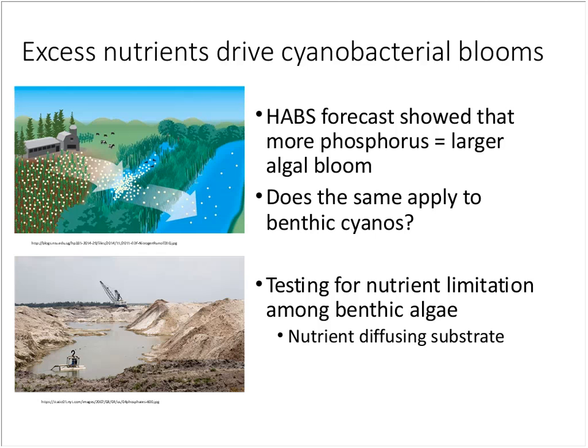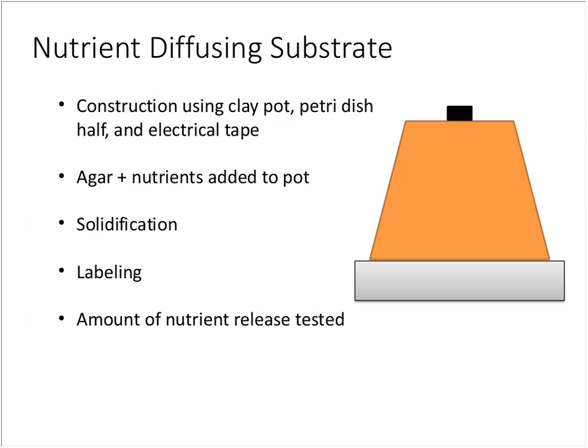But a point of interest here that I thought was cool, this is a picture of a phosphorus mine. That's where it gets the stuff that's used to make the fertilizer. So here's my substrate that I used. It's a clay pot, and I made it by putting the pot on half a petri dish and covering it with electrical tape so that the stuff inside didn't fall out. It took a lot of engineering finesse to make this work.